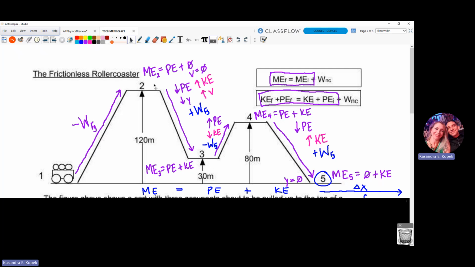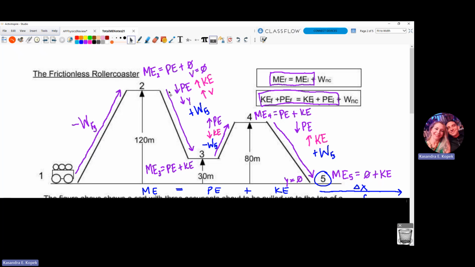So at the maximum height, all of my energy is potential. I haven't started moving yet, right? At that maximum height, we pause right before we start going down the hill. So at the maximum height, my velocity is 0, so my kinetic energy is 0.